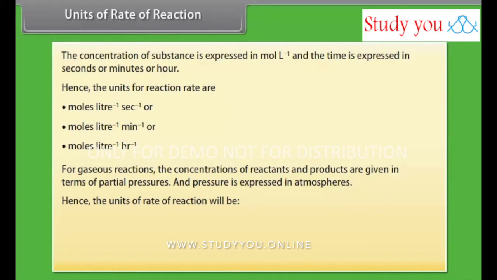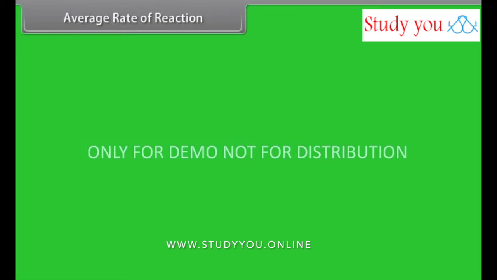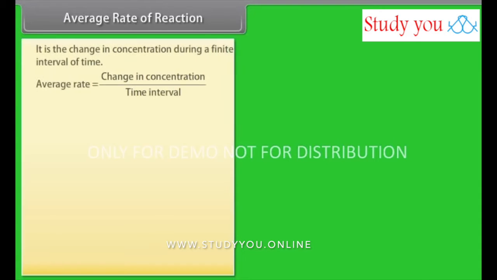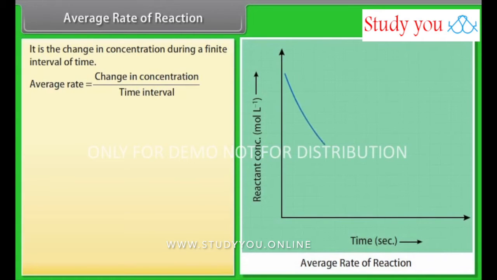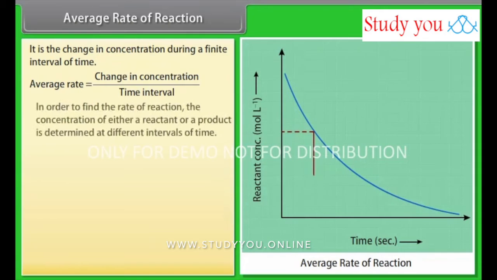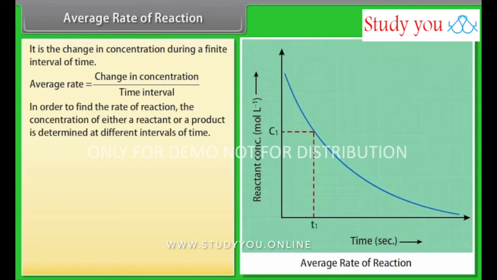Hence, the units of rate of reaction will be atm per second, or atm per minute, or atm per hour. Average rate of reaction. It is the change in concentration during a finite interval of time. In order to find the rate of reaction, the concentration of either a reactant or a product is determined at different intervals of time.